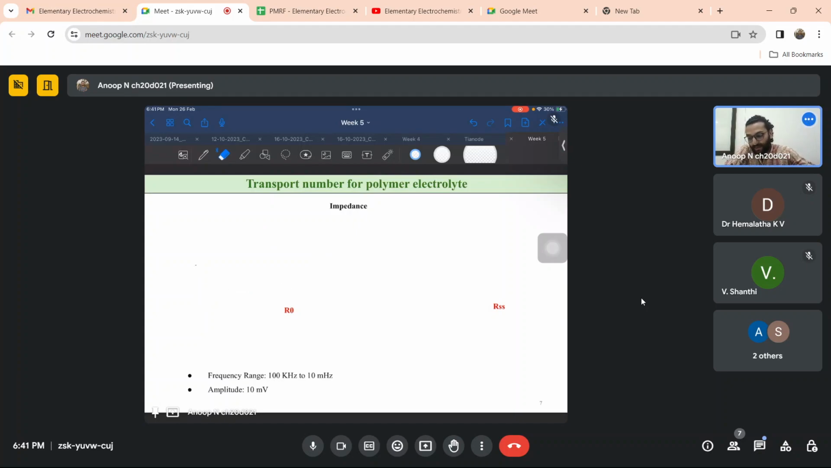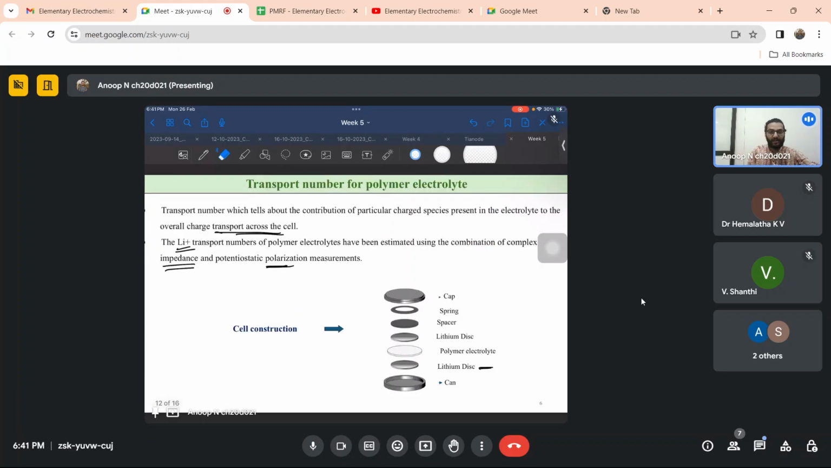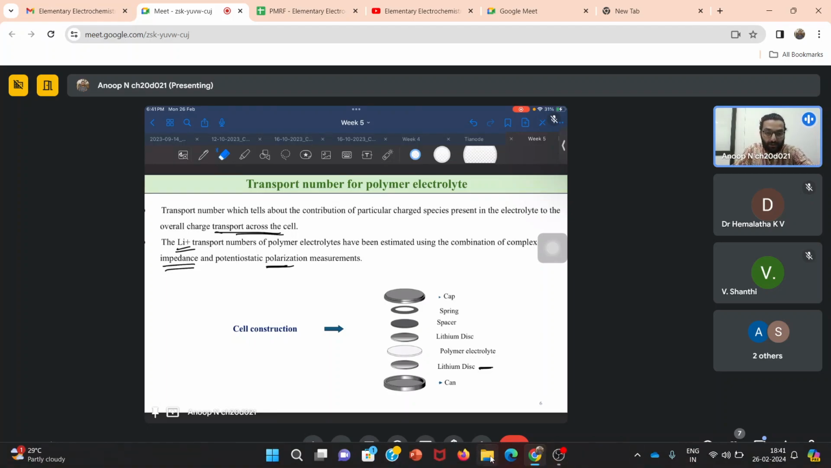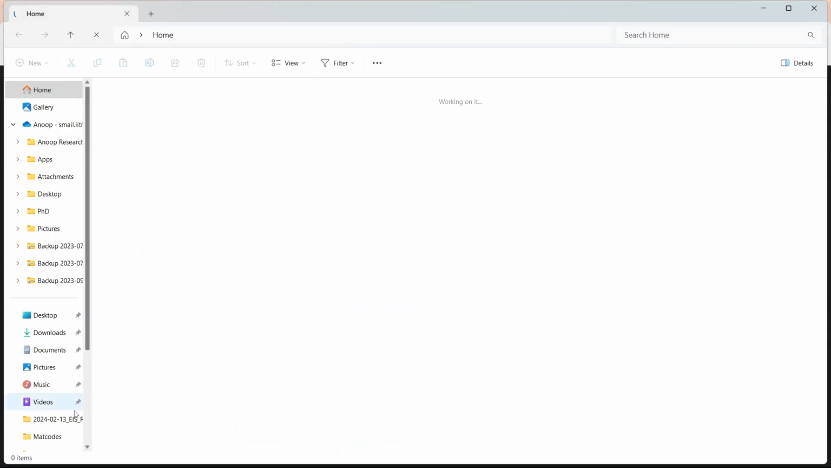So what happens in this process? Initially at OCP, since it's a symmetric cell, meaning anode and cathode are both lithium disks, what will be the open circuit potential in this case? When two metals are the same, what will be the open circuit potential? Zero, correct.